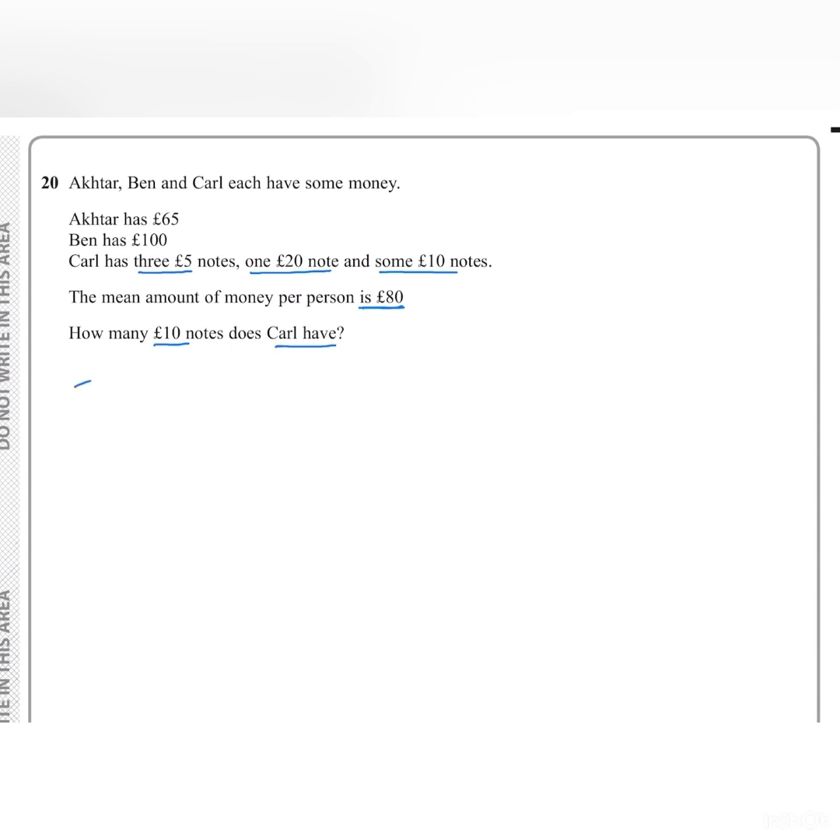Okay, now the mean amount of money is £80 per person. So we can find out the total money that all 3 people have, which is 80 times by 3. That is £240. Okay. Now, if Actor has 65 and Ben has 100, we can work out how much Carl has got. So 240, take away 100, take away 65, that is £75.